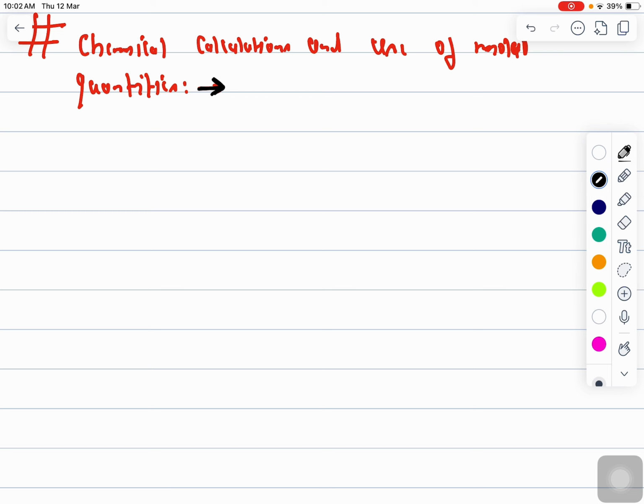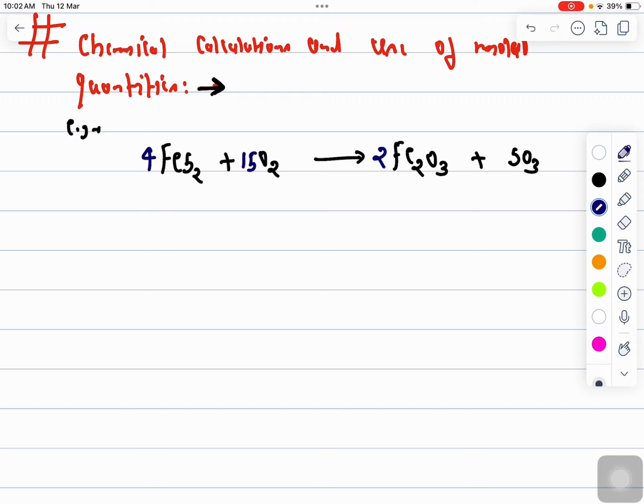So let's try to understand one thing. I'll tell you these things with the help of one example here. Let's say you have iron pyrite FeS2, right? And it is getting oxidized, and it is forming iron oxide Fe2O3 plus sulfur trioxide, right? So if you do the balancing of this reaction, you must be knowing all of these things. I am directly balancing this, and you can balance it by the method, right? So now this is a balanced chemical reaction.